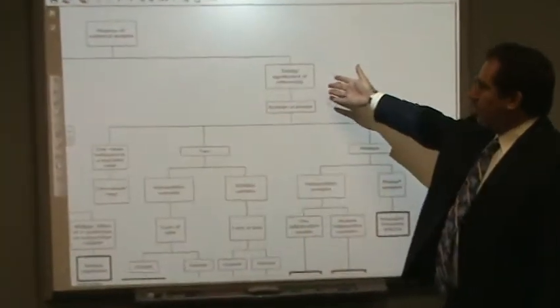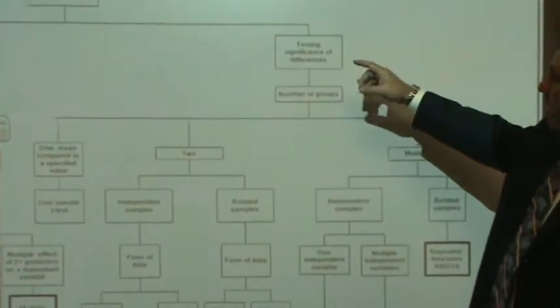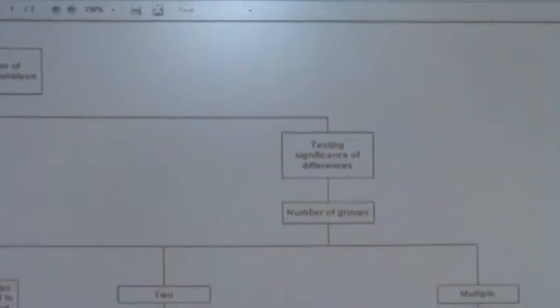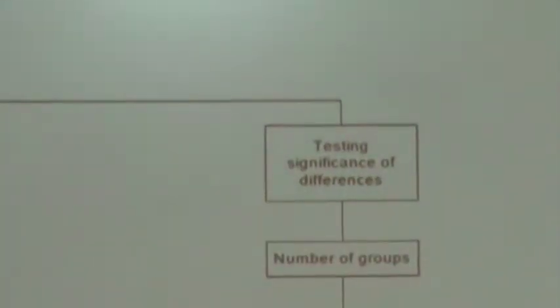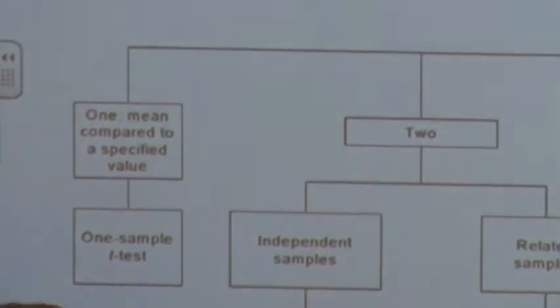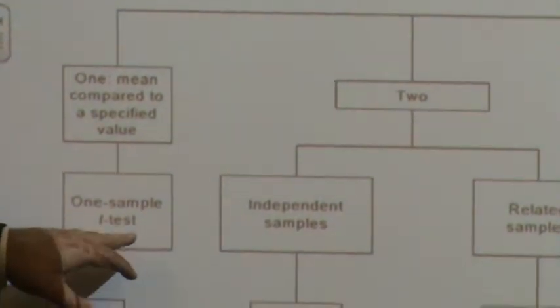So the first question you ask yourself when you're testing the significance of differences is, how many groups do I have? If you have one group, then you would have this situation of comparing your mean to a specified value, and that would be a one-sample t-test.